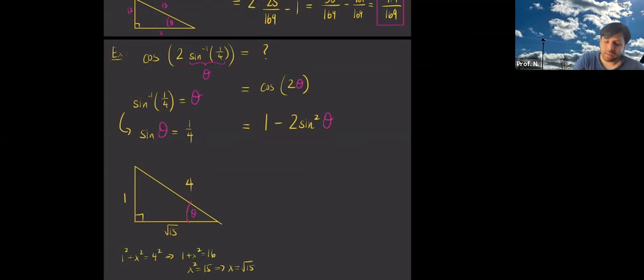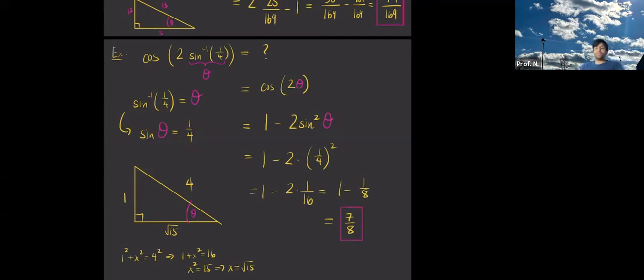But the cool thing is, all I need to know for this one is sine of theta. But I know sine of theta. It's a fourth. So I'm actually pretty good with this. This is 1/4 squared. 1 minus 2 times a 16 is 1 minus an eighth. 1 minus an eighth is 7/8. So cosine of twice sine inverse of 1/4 is 7/8.